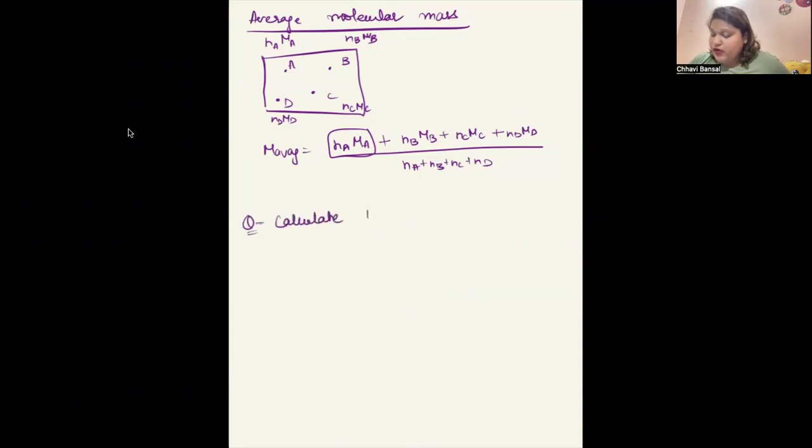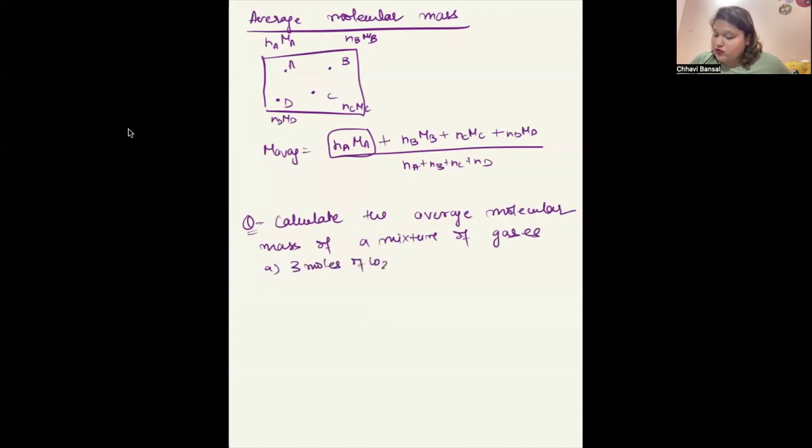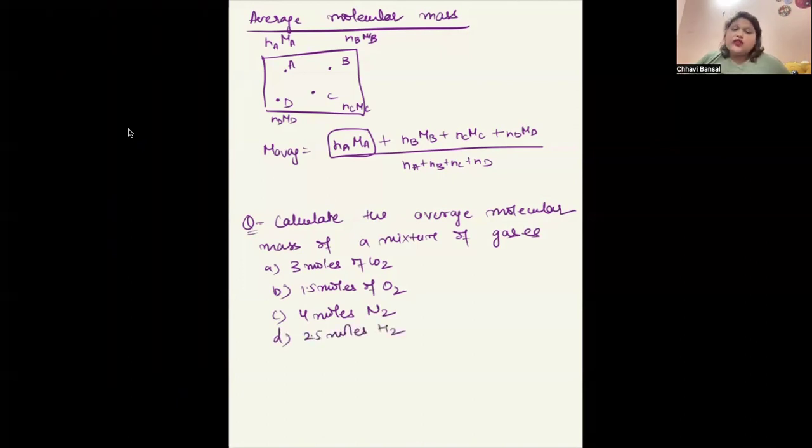Calculate the average molecular mass of a mixture of gases: A, 3 moles of CO2, B, 1.5 moles of O2, C, 4 moles of N2, and D, 2.5 moles of H2. Okay, this is given to us.